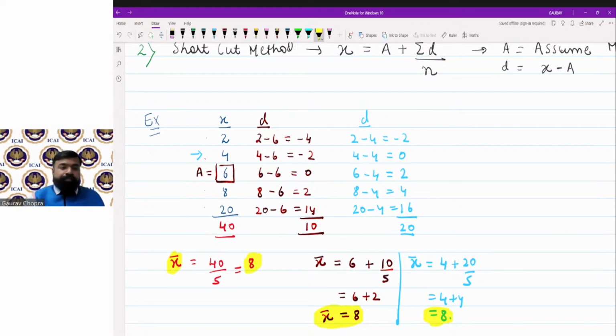So deviation simply means subtraction. Okay, so you can subtract from any number. There is no issue.